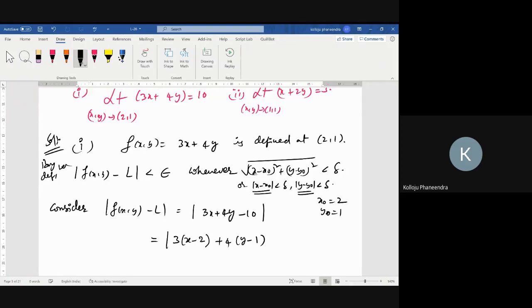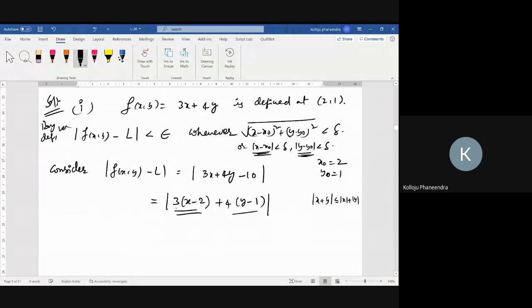This is compulsory: express the expression in terms of x minus x naught and y minus y naught. That is the logic. Next, how much remaining? This is minus 6 and this is minus 4. Finished, so minus 10 is finished. This is the mod, and you know this principle: mod of x plus y is less than or equal to mod x plus mod y. So this is x and this is y. So it is less than or equal to 3 into mod x minus 2 plus 4 into mod y minus 1.